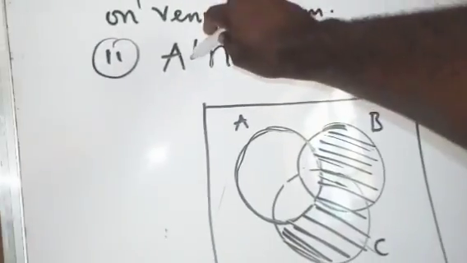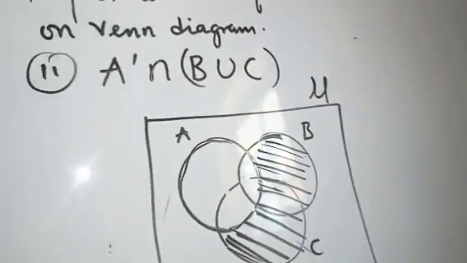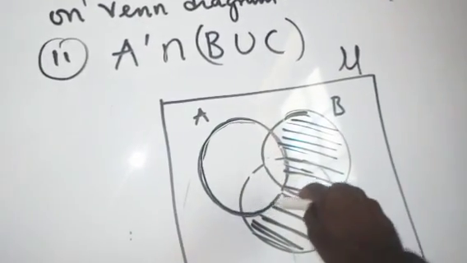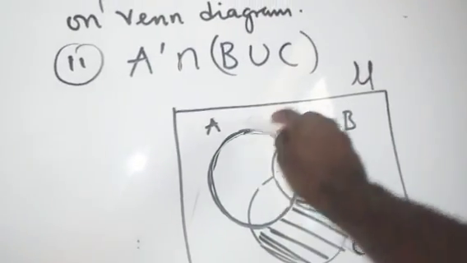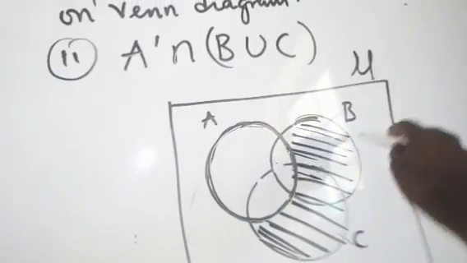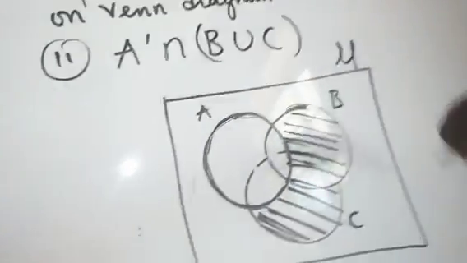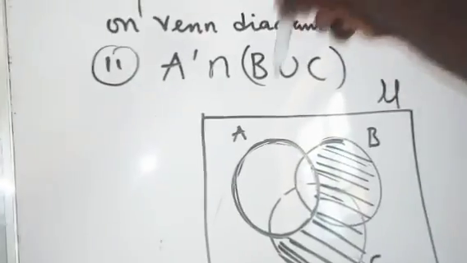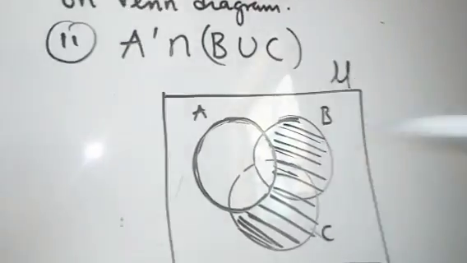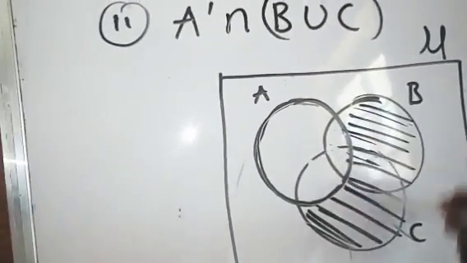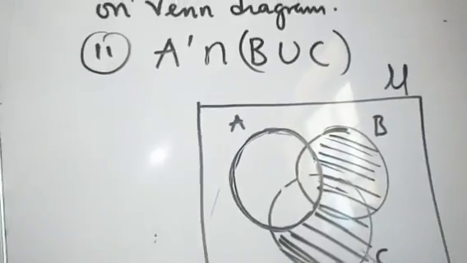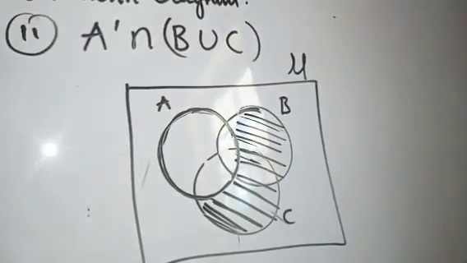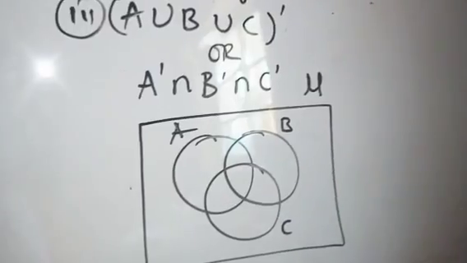But because the question says A prime, that means the elements must be those that are not in A. And where are those elements that are not in A? They are outside this A, including this part that is shaded. But which ones are now common to A prime? It's only the part of B and C that will have something common to A prime. And that is the representation of that.